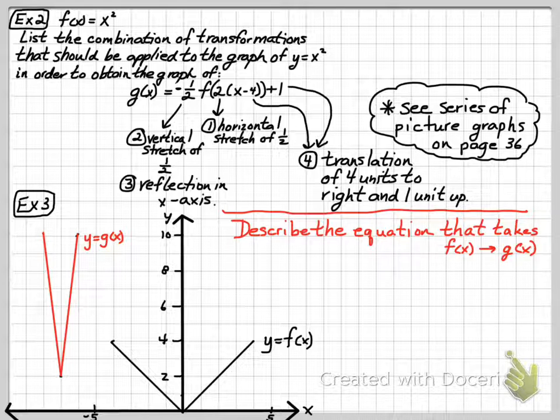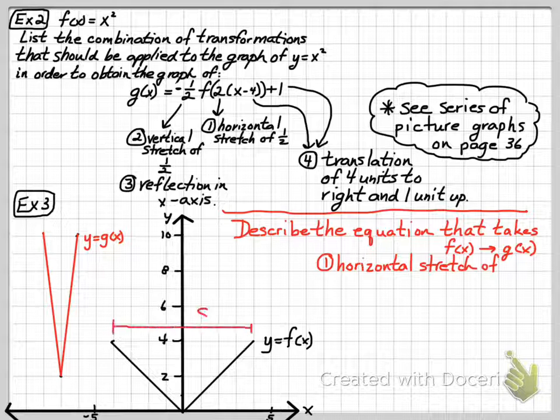Well, first of all, let's look at our stretch, our horizontal stretch. Notice that the top of our graph is 8 units apart, whereas my transformation is only 2 units apart. That means I must have had a horizontal stretch of 1/4, because it's only a quarter as big now, but that means that my b value is going to be 4.